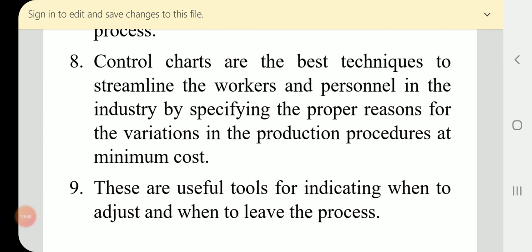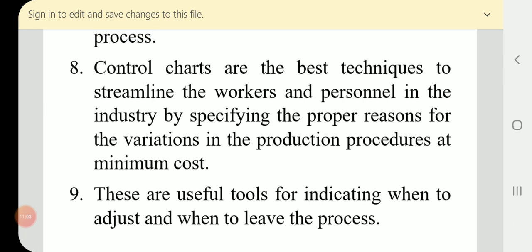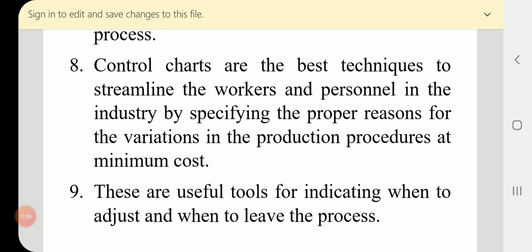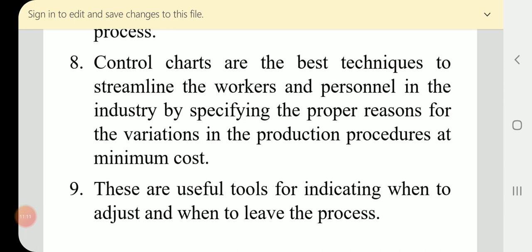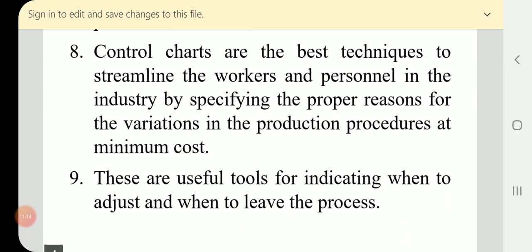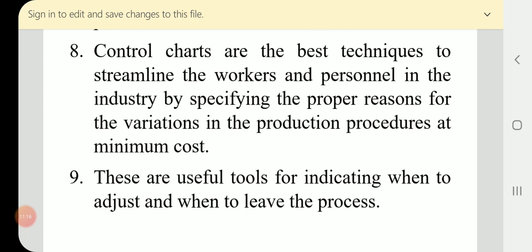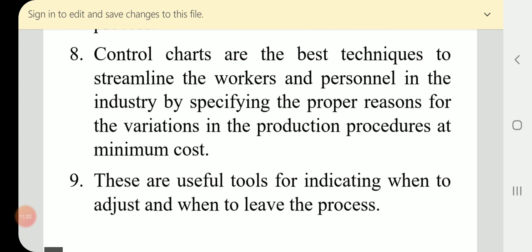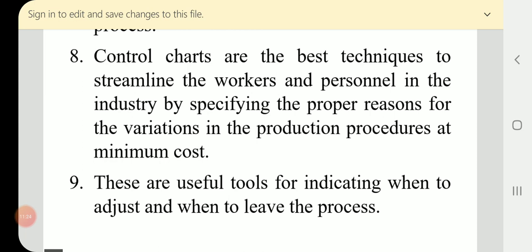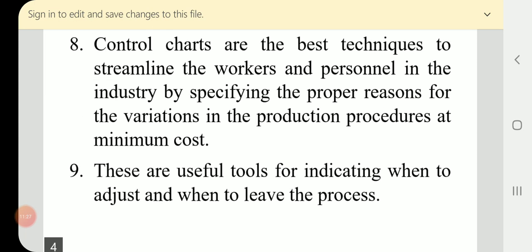If you specify to the workers regularly, the personnel who are working in the industry, we can specify some clear reasons by indicating this and that. Definitely workers will be streamlined, all personnel will be streamlined. And, continuing the point in the industry, by specifying the proper reasons for variations, we can observe the kinds of variations in the production procedures at a minimum cost.